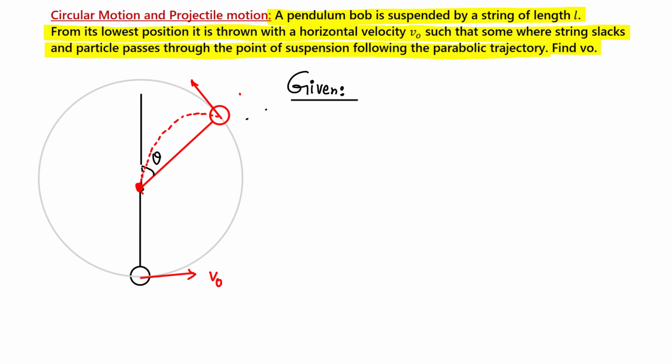Let's say at this point the velocity is v. What things are given? The mass of the bob is m, and the length of the string is L. The initial velocity v0 is given. The velocity at this point, which I have assumed to be v, is not given, and we have also assumed this angle theta. Initially v0 is given, but finally we have to find v0. So theta and v are unknown.